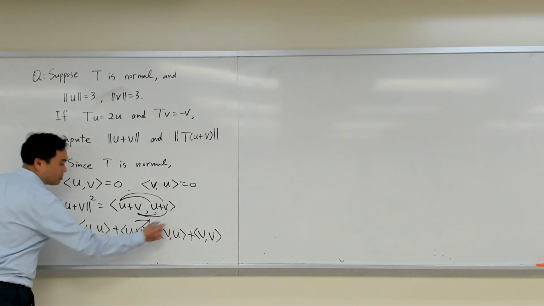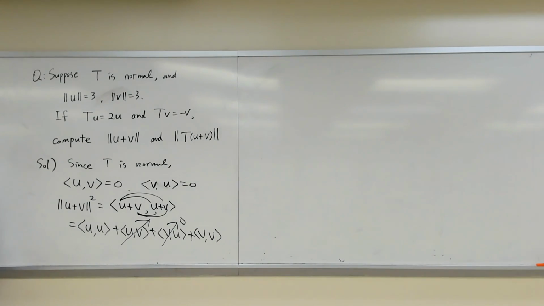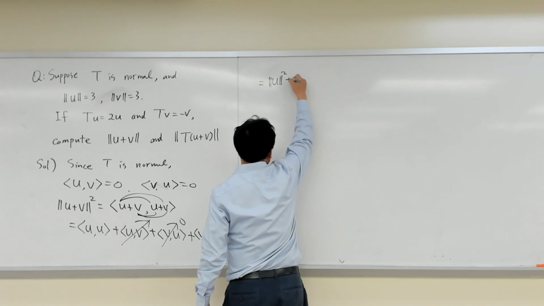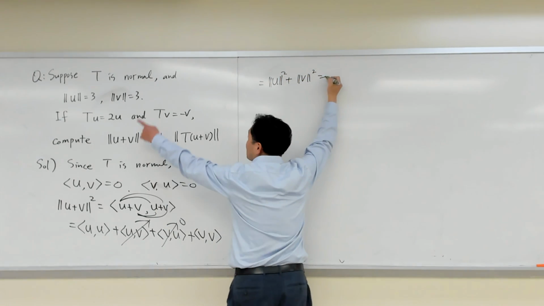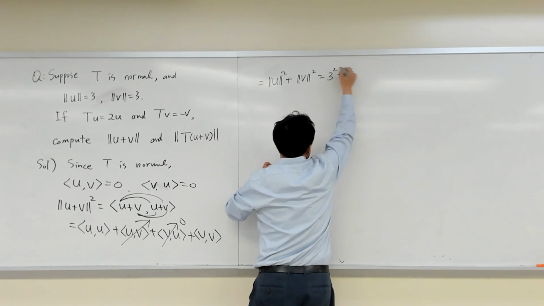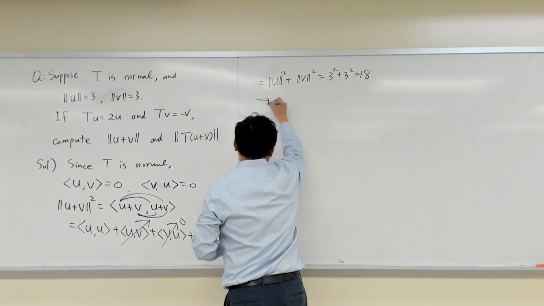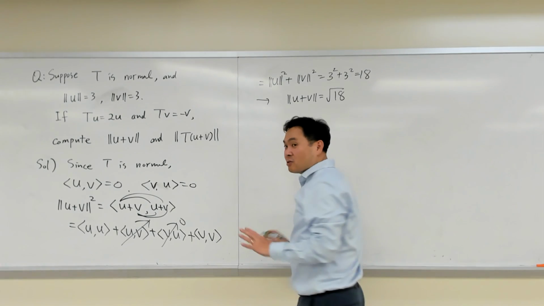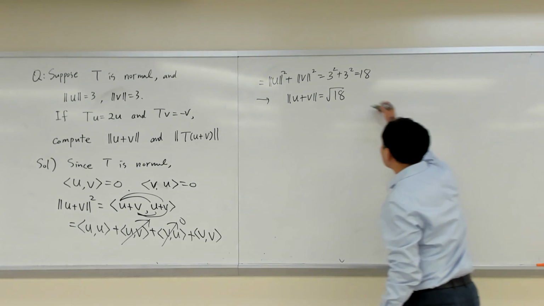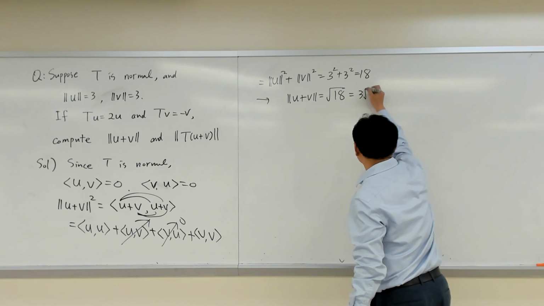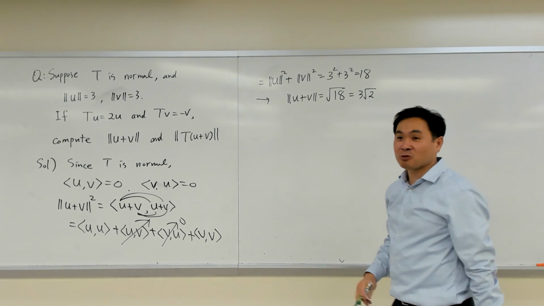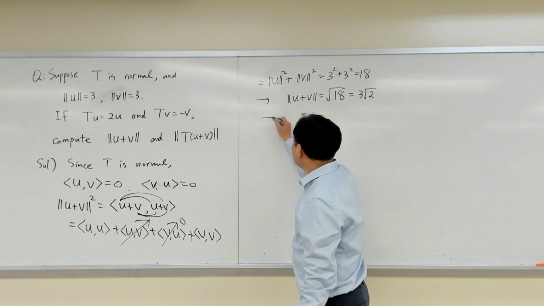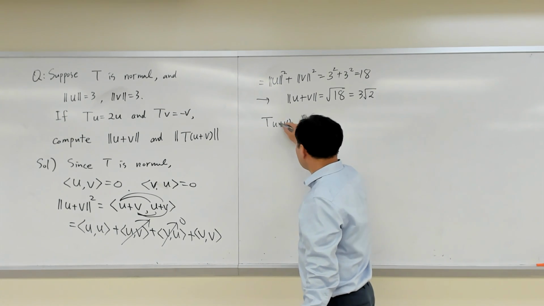Where these cross terms are 0 because of our conditions, that's equal to norm of u squared plus norm of v squared, which is 3 squared plus 3 squared, which is 18. Therefore, the norm of u plus v will be square root of 18. Okay, this is fine for me. If you like to simplify, this would be the same as 3 square root of 2, because 9 times 2 is 18, and 9 comes out as 3.